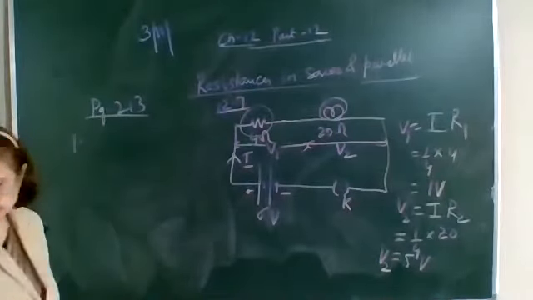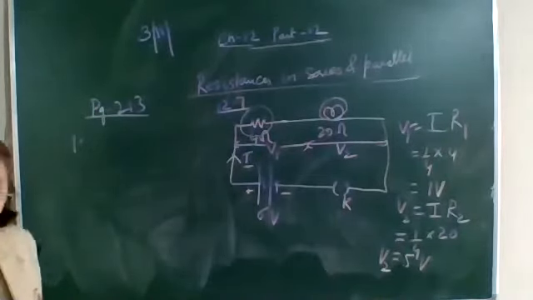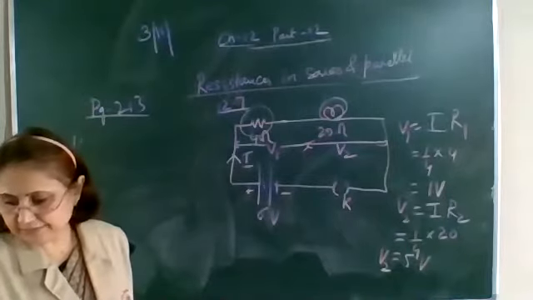Question number 1. Draw a schematic diagram of a circuit consisting of a battery of 3 cells, each of 2 volt, a 5 ohm resistor, an 8 ohm resistor, a 12 ohm resistor and a plug key, all connected in series. Okay, you only have to draw the circuit diagram.